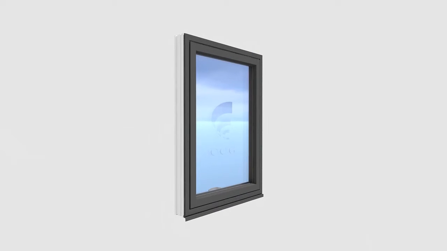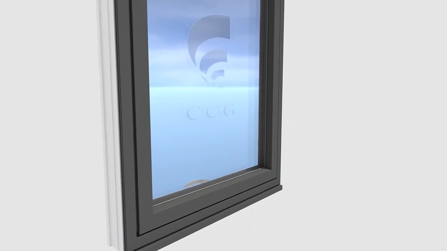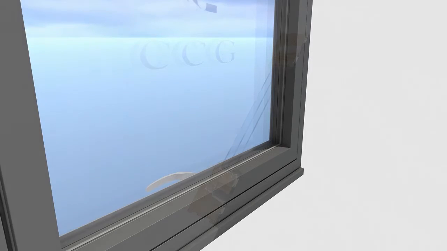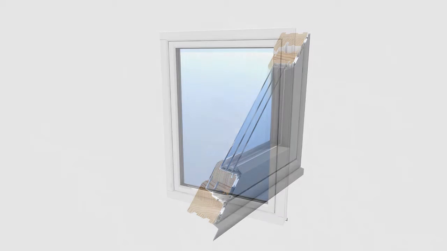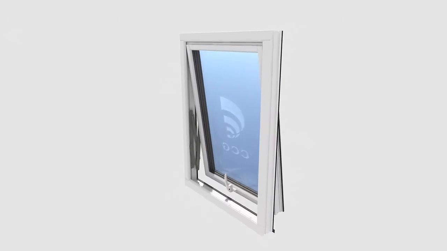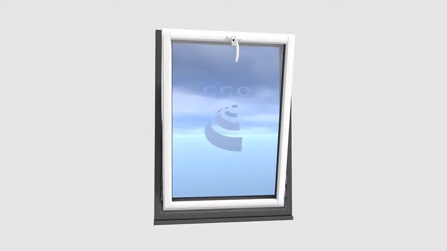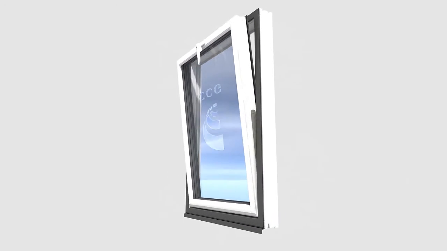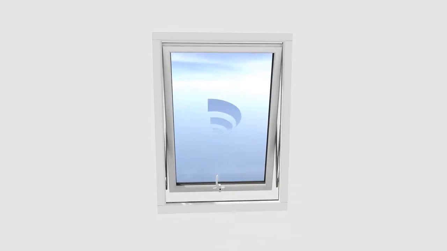This is a BSI kite marked low E glazed unit with argon filled cavities. It has toughened or laminated glass as required to comply with safety and security requirements, and low U values from 0.5 to 1.2. A variety of options available for the fully reversible window include lockable handles, trickle vents as required, a range of finishes for the handles, various glazing options, and a full range of RAL colours are available.